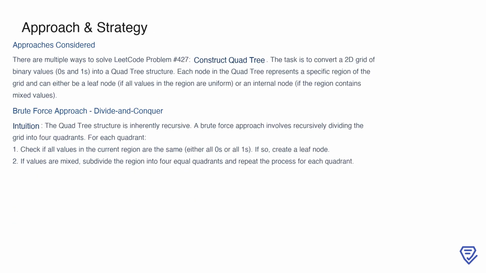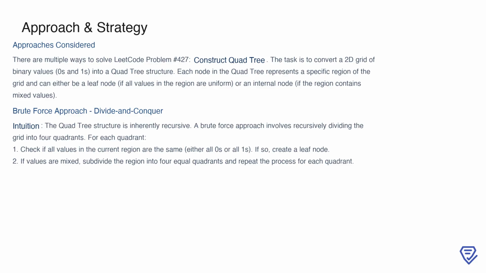To solve the problem of constructing a quad tree from a 2D binary grid, there are several approaches we can consider. The quad tree structure is recursive by nature, where each node represents a subregion of the grid. These nodes can either be leaf nodes, if all values in the subregion are uniform, or internal nodes, if the region contains mixed values. One intuitive method is the brute force divide and conquer approach.